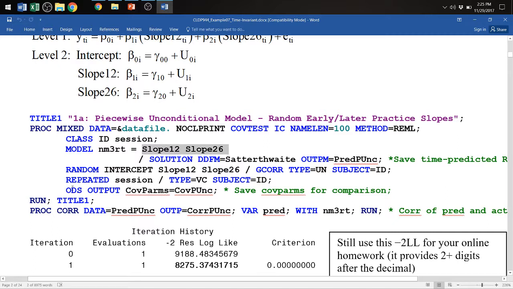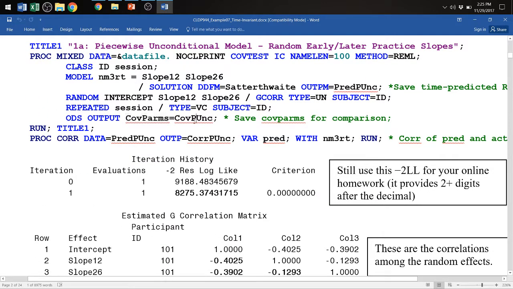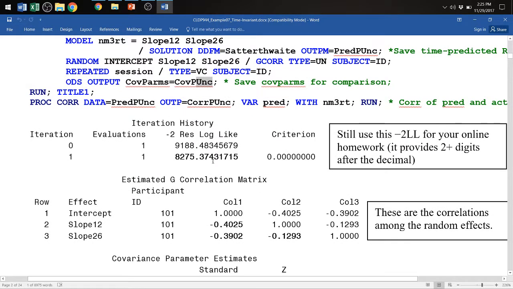I am also on my ODS statement here. CoveParms, that's the name of my variance components table. I am saving the estimates of my variance components so that I can then do pseudo R-square comparisons with them after adding other predictors. So they are going to be saved to someplace called CovePunc, which to me means the covariance table from the piecewise models from the unconditional model. That's my naming convention. You can call it whatever you'd like.